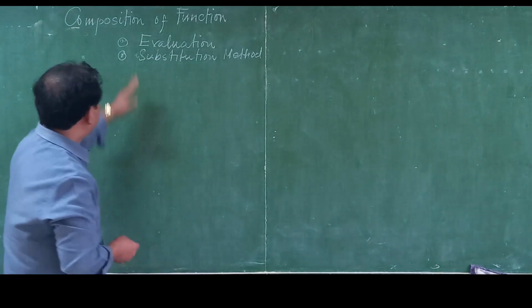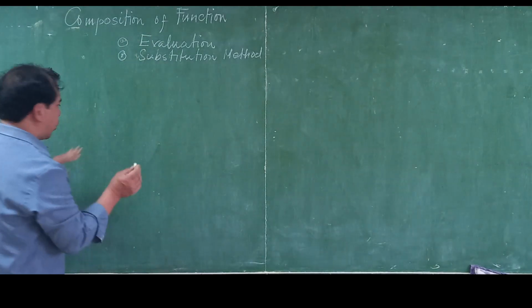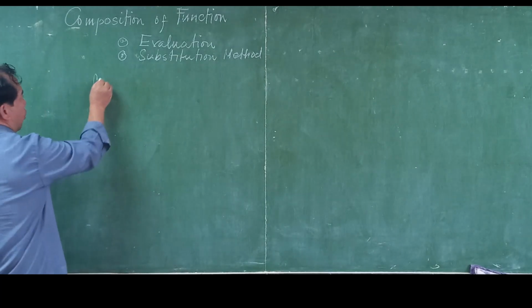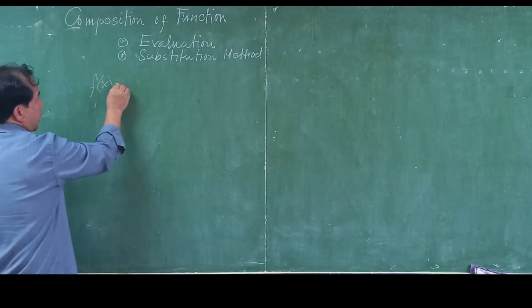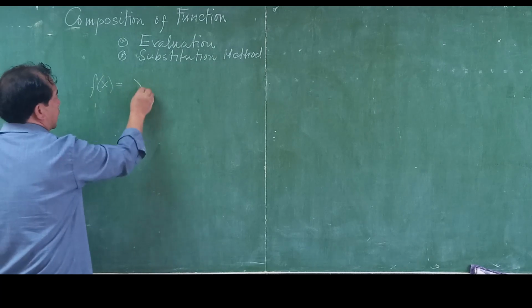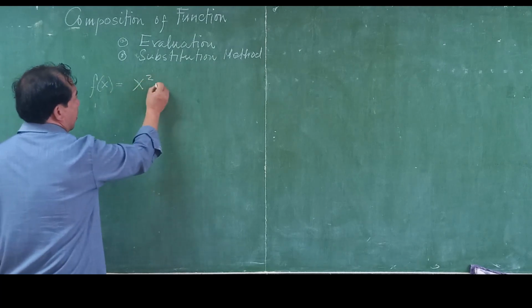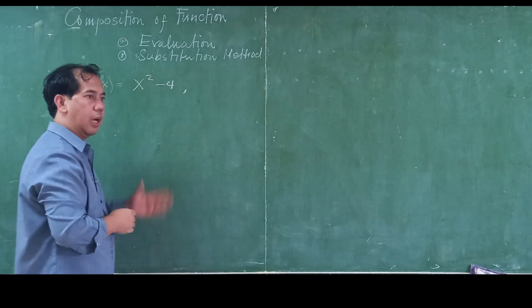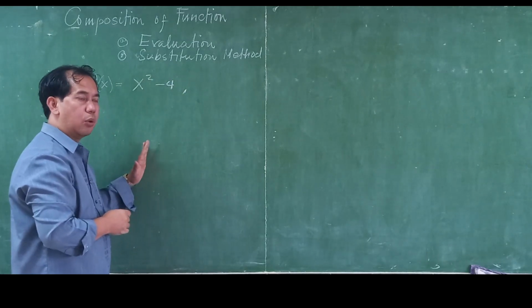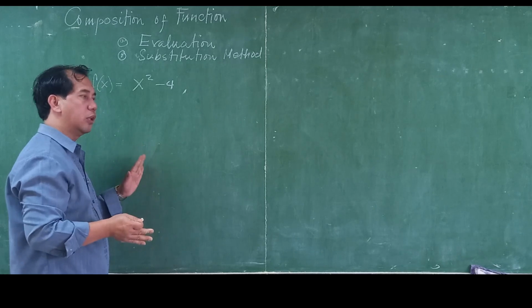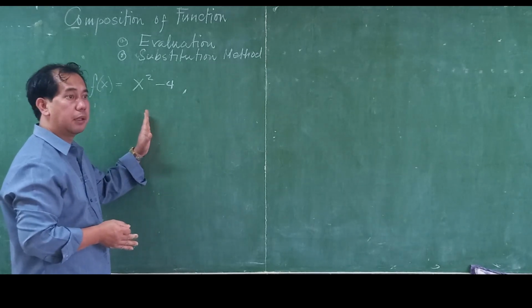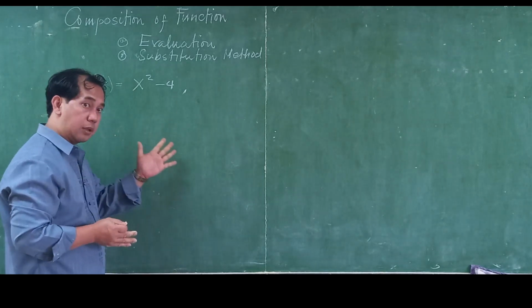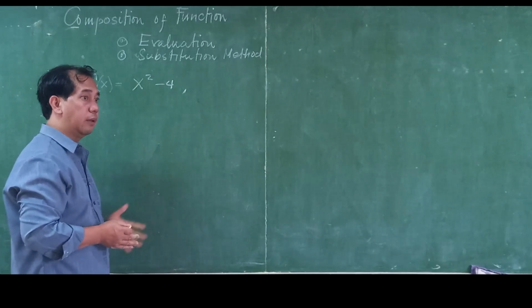If we are talking of evaluation, you remember that when we evaluate, shall we say we have in here, f of x is equated to x raised to 2 minus 4. Now, how do we evaluate this one? We have said last time that when we evaluate, we get the domain. And what is the domain? We have said that the domain is all real numbers.